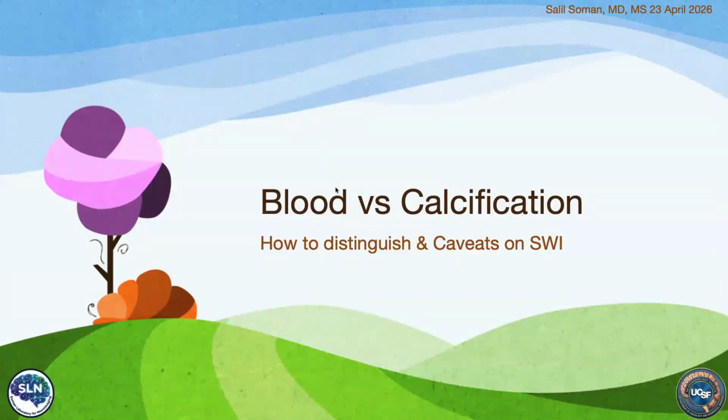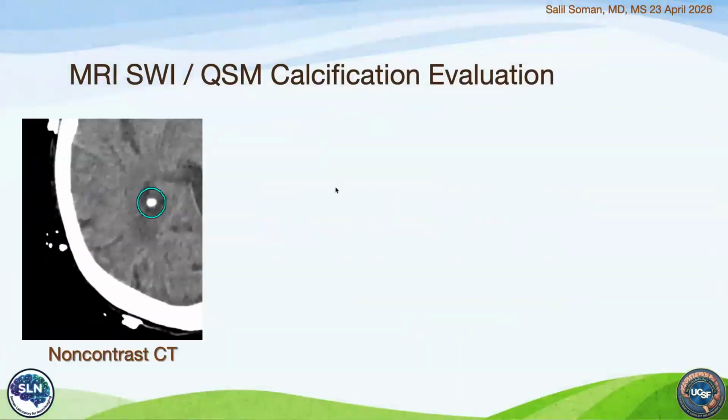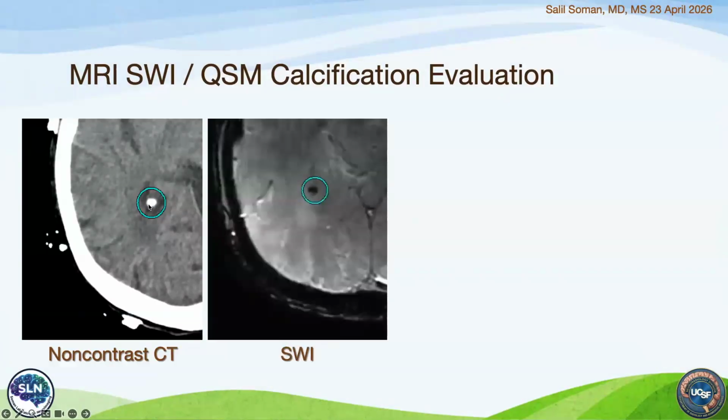So getting at the blood versus calcification issue, right? When everything works according to the textbooks, here's a non-contrast head CT, and I'll tell you this is a calcification in the core. So that's what you normally would expect. Very common thing to see.